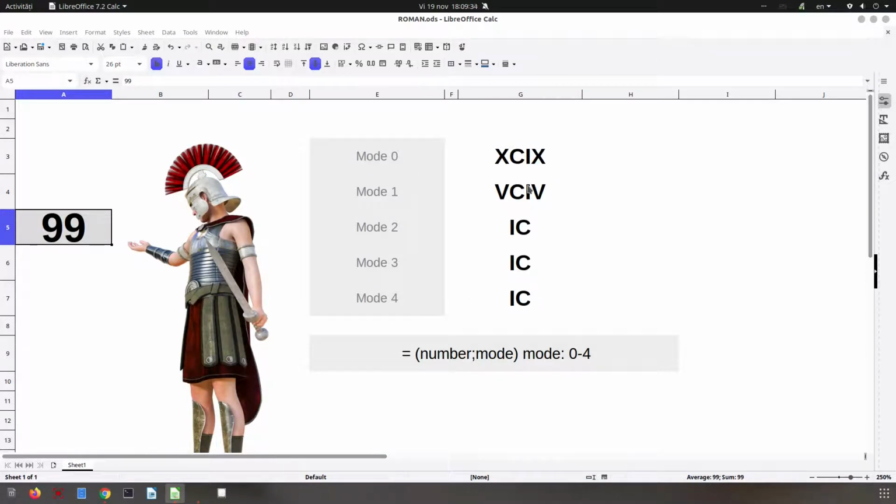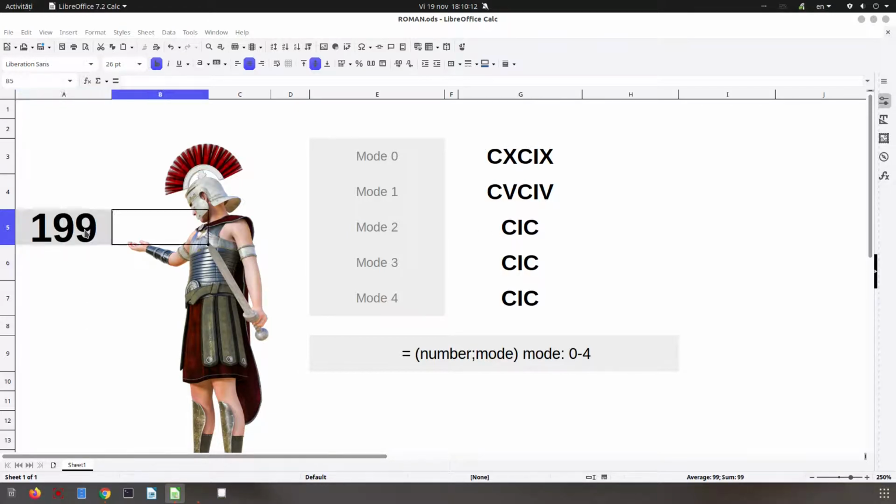So let's see first. Mode 0 for 90 is C 100 minus X 10, plus 9. So 90 plus 9. Here we have 100 minus 5, so 95, plus the difference, 4. So we have a 4. And the last one is 100 minus 1, of course. It's very simple. So mode 4 is the simplest way of writing a Roman number.